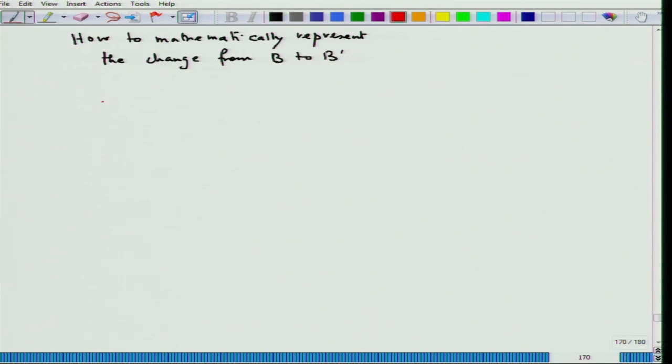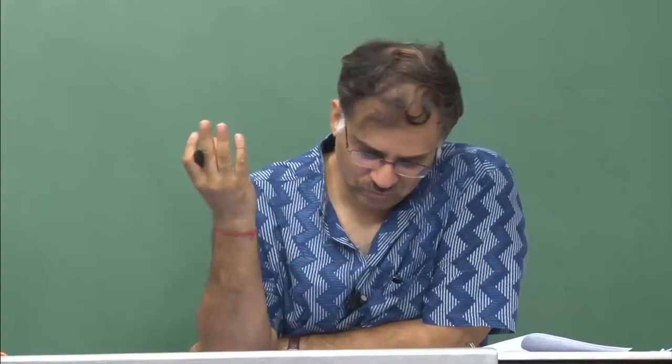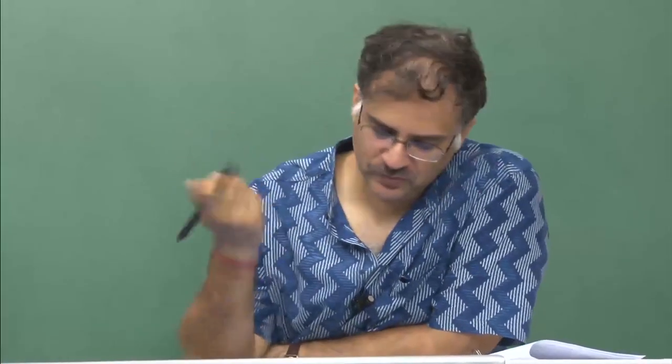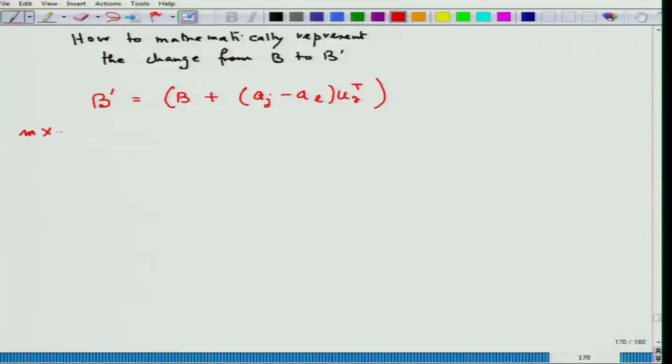Now, I am writing B dash is B plus Aj minus AL. So this is a matrix also. Now if I look at it, let me take a simple case for three variables. Say if I take m cross n, sorry, not 4 by 3, a 3 cross 4 matrix.